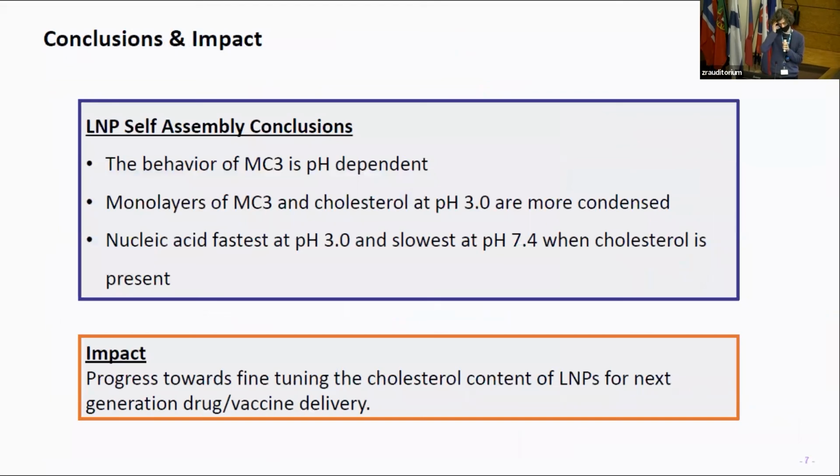So the conclusions I've sort of gone through, but what I really wanted to just reiterate is the impact that this project and research has. So far, it's been really good progress towards fine-tuning the amount of cholesterol that we need to have in these lipid nanoparticles for building and designing these next-generation lipid nanoparticle vaccine delivery systems.